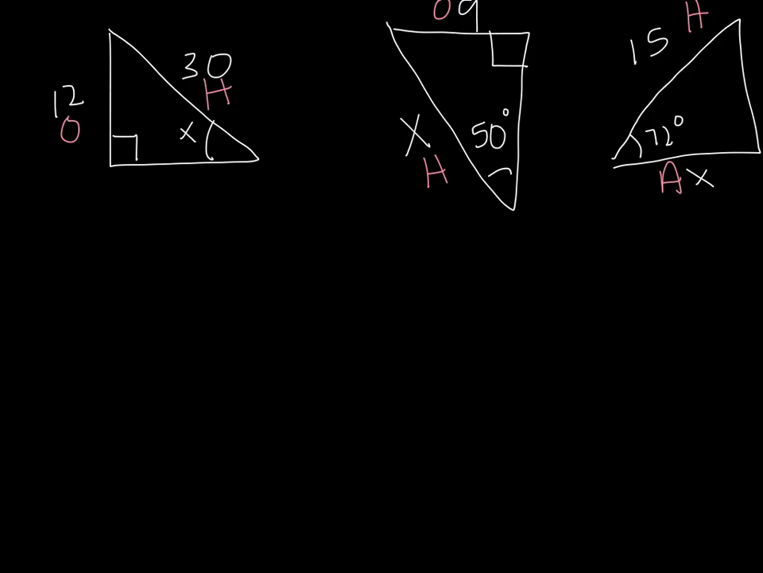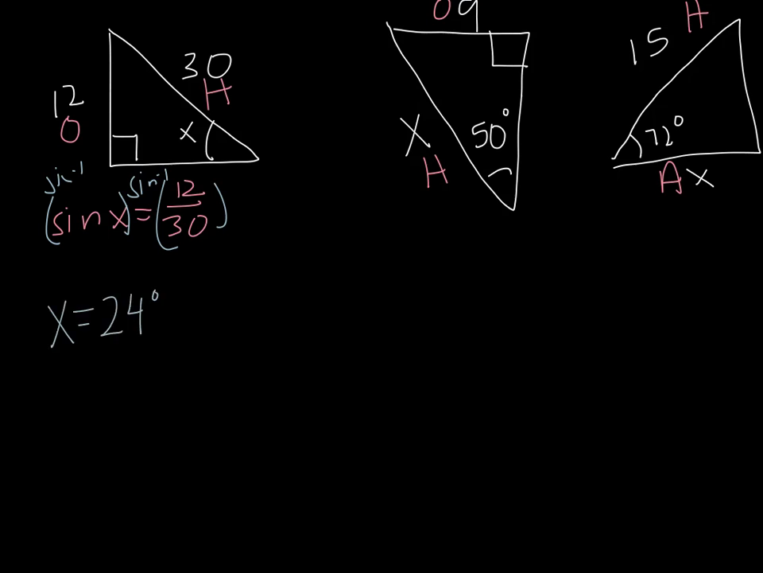So this first one, you have the opposite and you have your hypotenuse. So sine of your angle is equal to your opposite over your hypotenuse. You have to get rid of that trig function. You have to do the inverse. Inverse trig function is the -1. And whatever you do to one side, you must do to the other side. And if you plug that into your calculator, you should round to your nearest whole number for angles. So in this case, it would be 24 degrees.